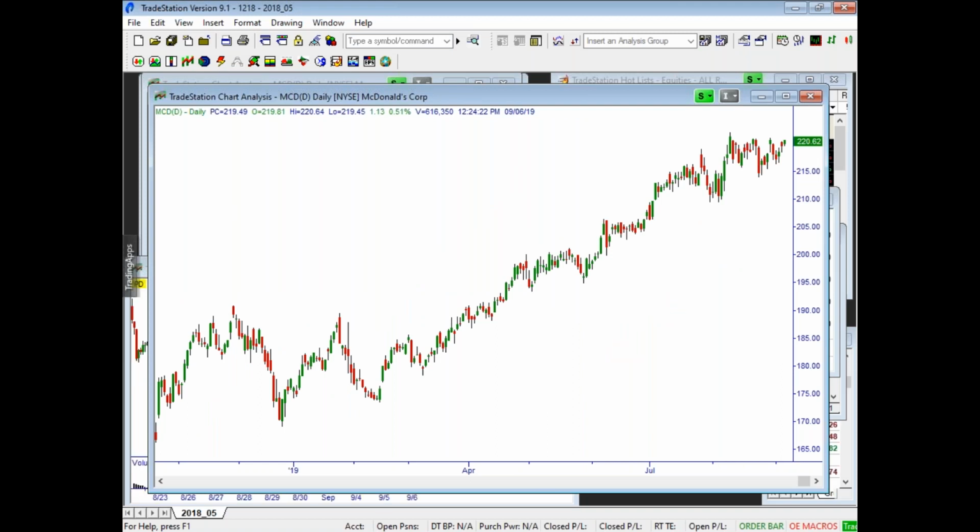McDonald's. Looking for a pullback for a longer term trade. So you guys, something interesting here is oil is not trading with the overall market very well today. I just found that curious. It came off of a 2B and it's just kind of kept going.